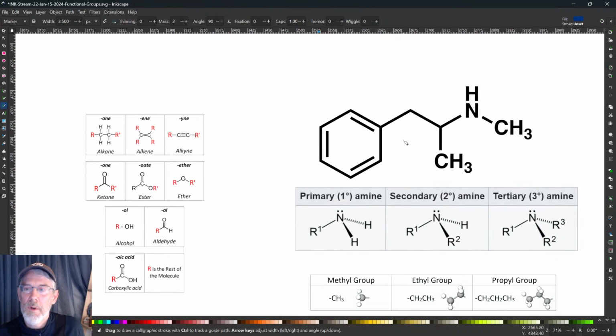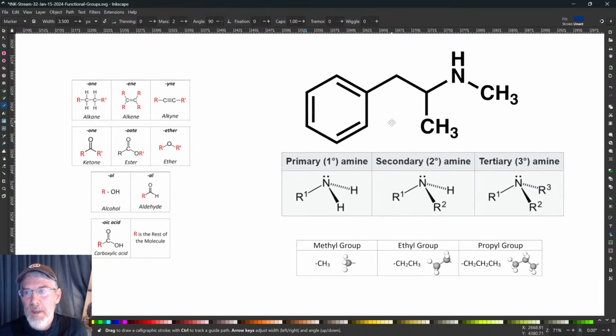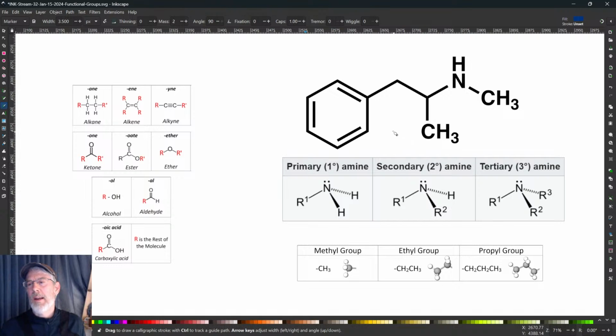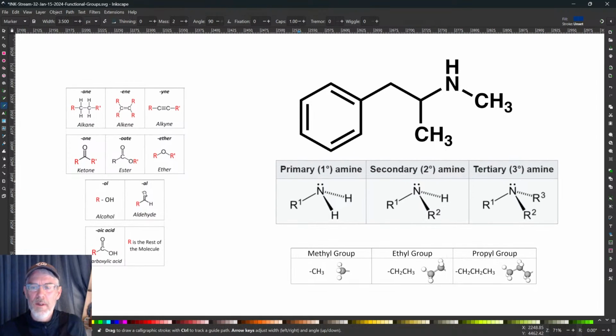Oh, I guess I have one more here. I was going to go over to the app, but let's give this a try. This one isn't on my chart, but it does come up a bunch. So see if you can figure out, it's an amine. See if you can figure out if it's a primary, secondary, or tertiary amine. That's the challenge. That is a challenge.